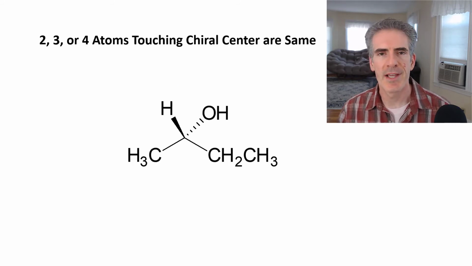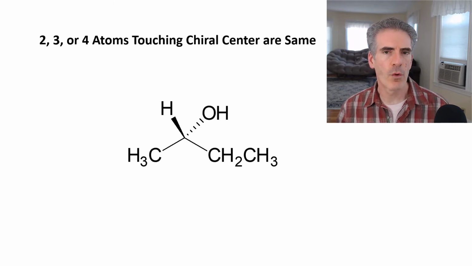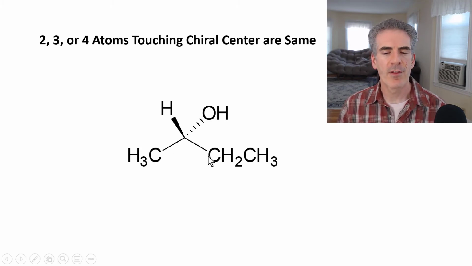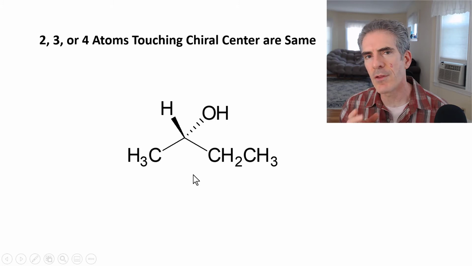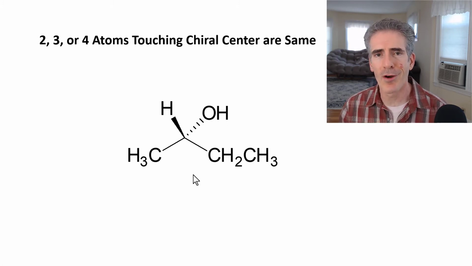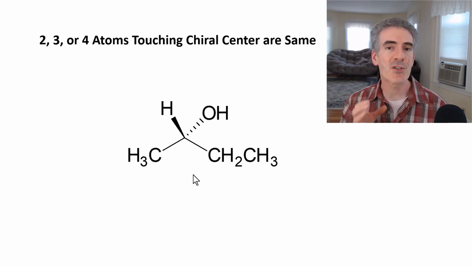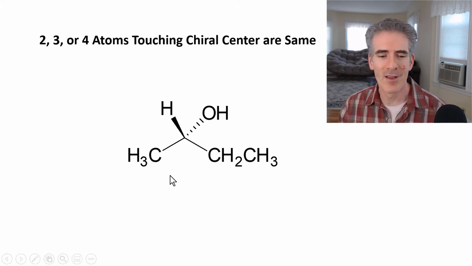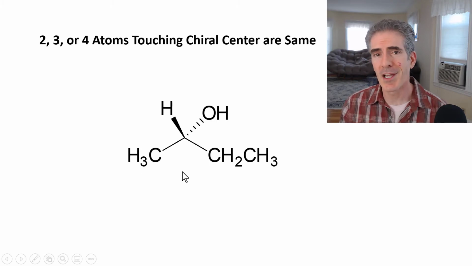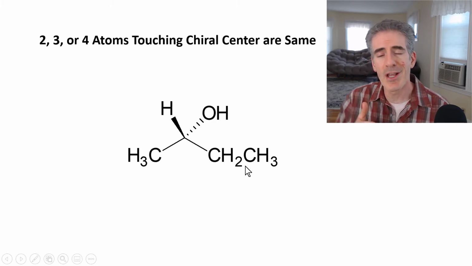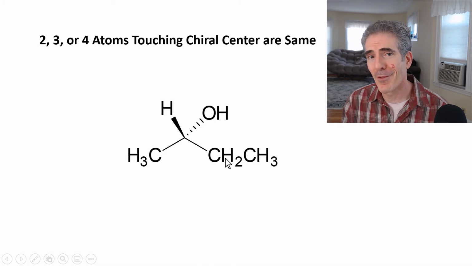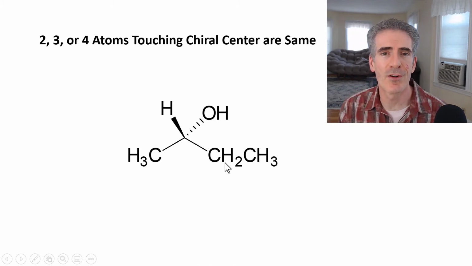Okay, moving on to our next example. This time we don't have 4 different atoms touching the chiral center. Check it out. Here's our middle carbon, our chiral carbon. We have a methyl here and an ethyl here. Now, it's important to realize that even though they're both carbons that are touching that middle carbon, that chiral carbon, the substituent as a whole is not identical, meaning a carbon with 3 hydrogens, methyl, is not exactly the same as a carbon with 2 hydrogens and then another carbon, ethyl. So these count as 2 different groups.